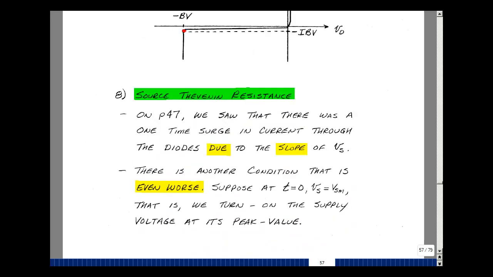In our last video, on page 47, we saw that there was a one-time surge in current through the diodes due to the slope of V sub S. There's another condition that's even worse. Suppose that at t equals 0, V sub S isn't 0, but actually hits the peak of the sine wave. When you turn a power supply on, you don't know where you are in the sine wave.